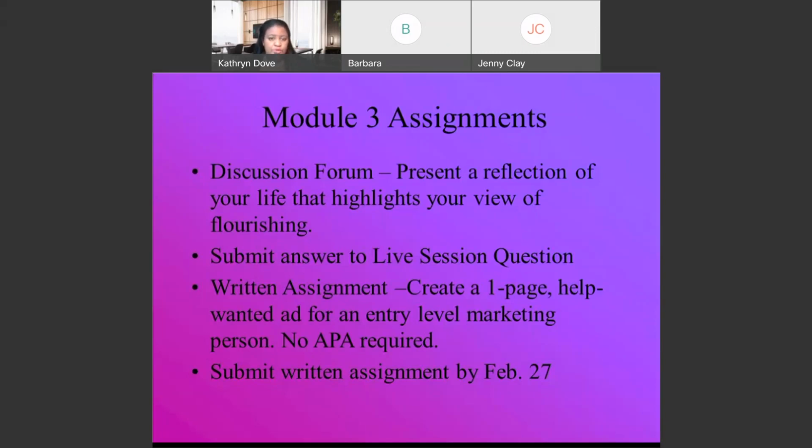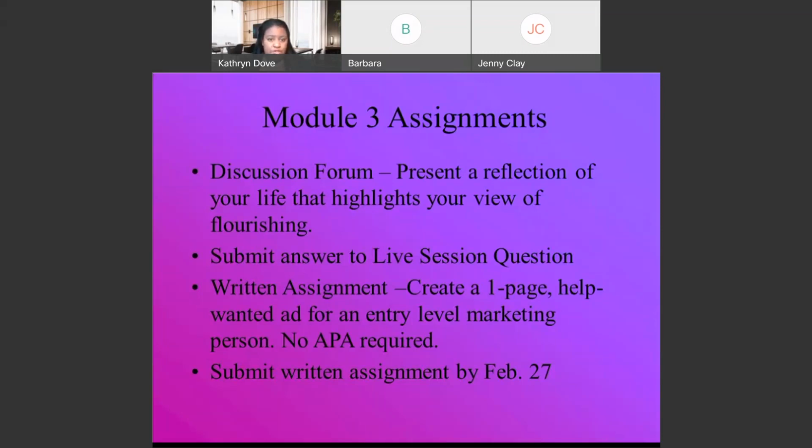It is asking you to create a one-page help wanted ad for an entry-level marketing position. So this is going to be a fun assignment, and I'm going to share with you how another student did their help wanted ad. This is a document that can be created in Microsoft Word. You want it to actually look like an ad. And you want your ad to describe the job. You want it to be an entry-level marketing position for an ad firm called Add It Up.